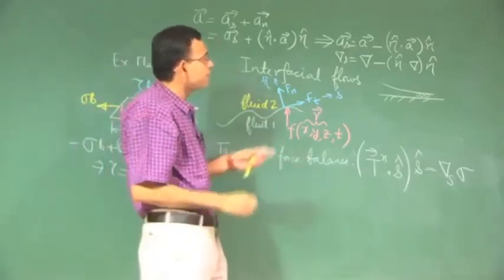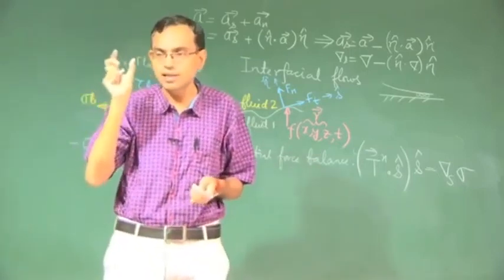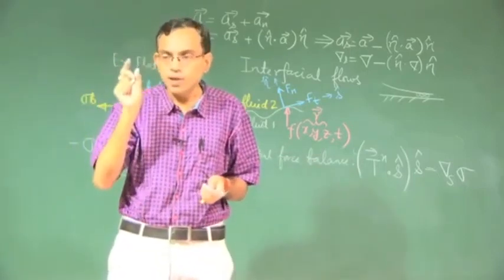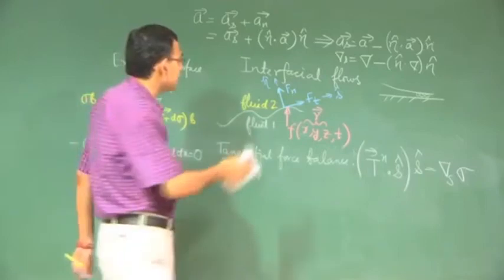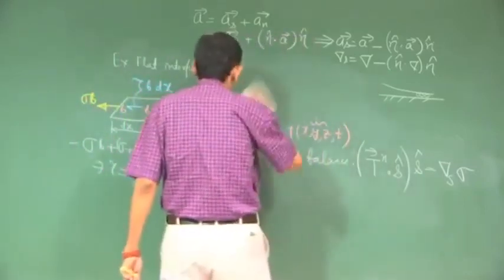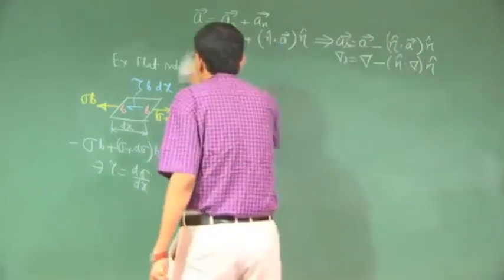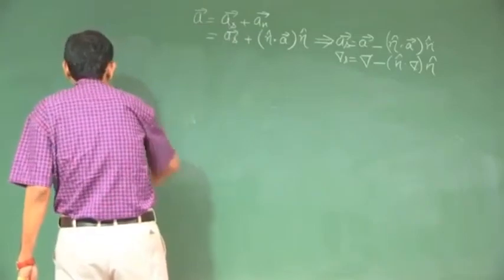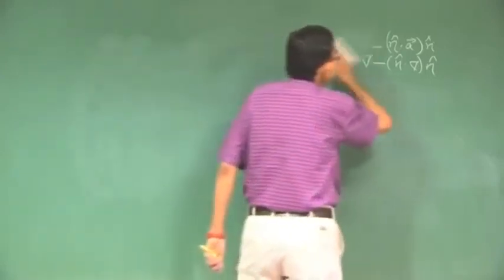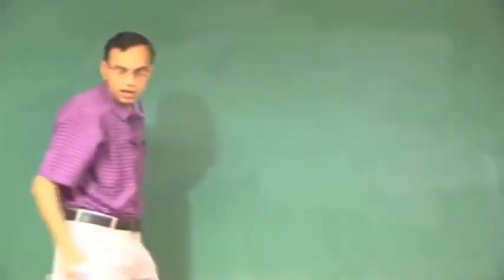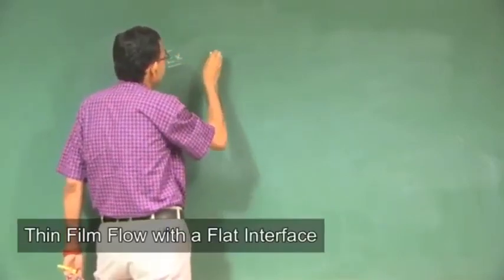So, we have now understood the three important boundary conditions to summarize the interfacial flow: kinematic boundary condition, tangential force balance and normal force balance. So, with this little bit of introduction to the boundary conditions for interfacial flows, for the remaining few minutes in this lecture we will discuss a very simple classical problem where all these boundary conditions will not be required at all, and that is a thin film flow with a flat interface.